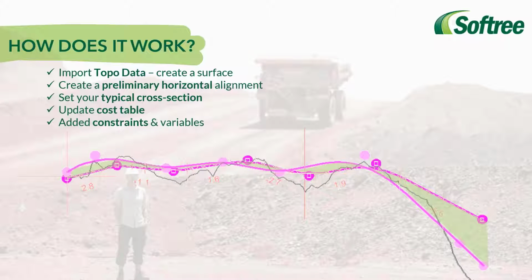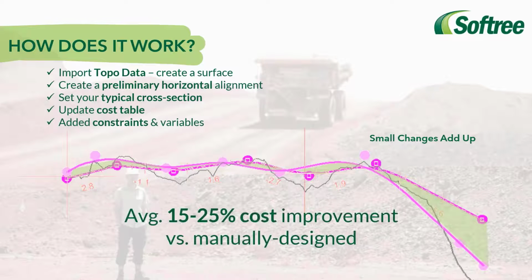Where the solution becomes most beneficial is, one, the time saved in creating that vertical, as well as all these little tiny differences between the alignments that really add up. We see our customers save an average of, I think, 15 to 25% cost improvement on their subgrade construction costs versus their manually designed projects. So that's a little bit about how it works.